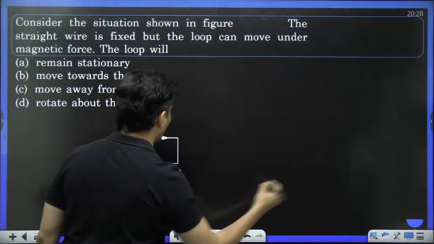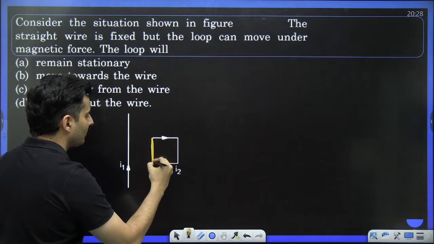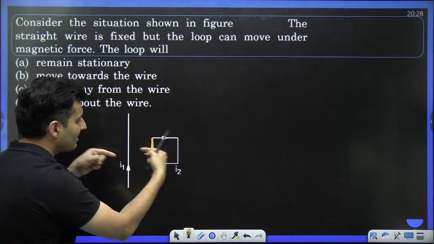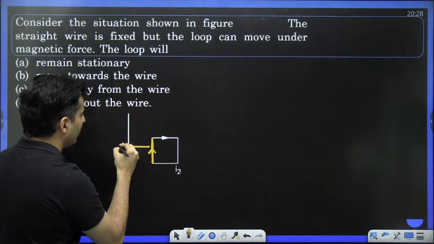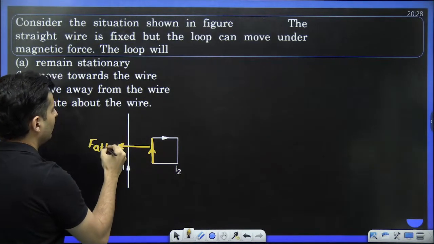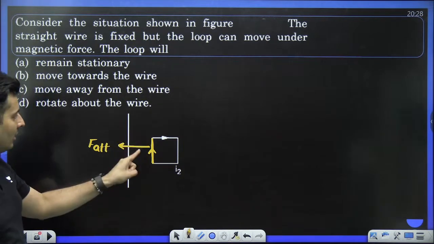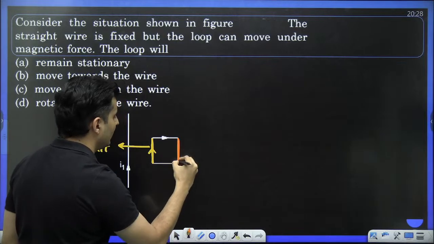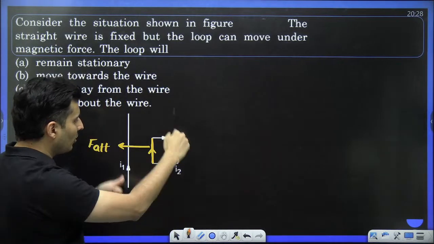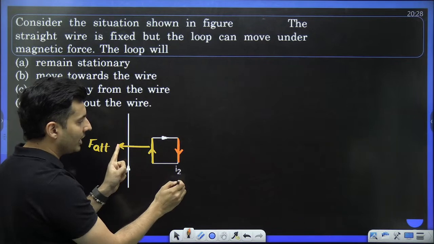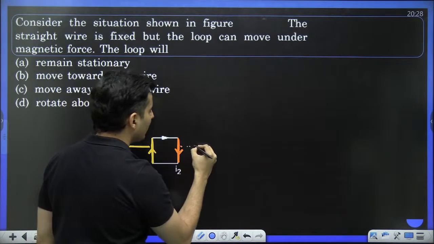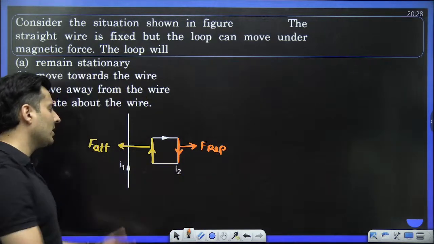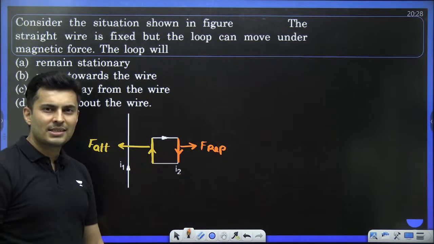If you take this part of the loop, the currents are in the same direction. Same direction means attract. So there will be an attractive force on this part. The current goes like this, it goes like that. When the current goes like this, the currents are opposite, the white one and the orange one. Opposite means it will repel. But will this repulsion be the same as the attraction?